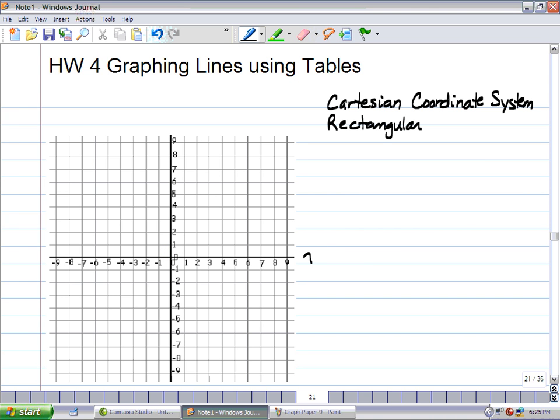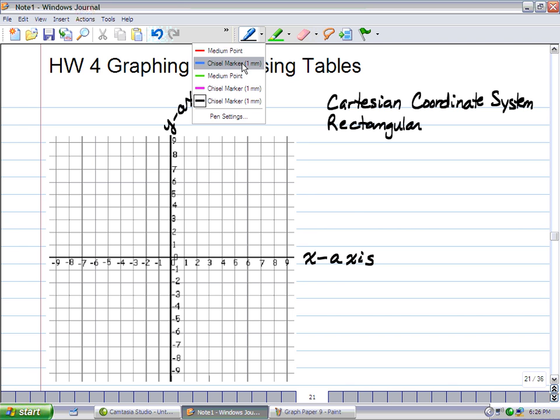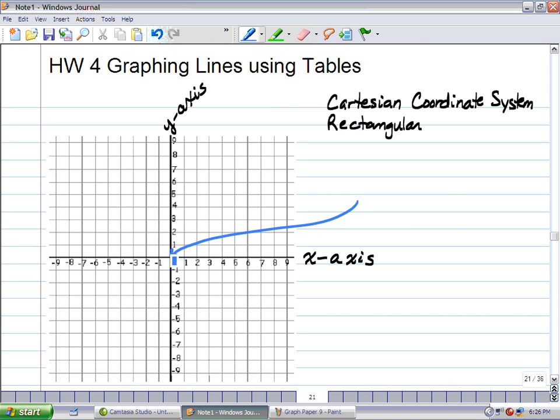We call this one the x-axis, the horizontal one, and we call this vertical one the y-axis. We cross them at the point in the middle. What's the middle? They go forever. But we're going to call it 0. And this is called the origin.